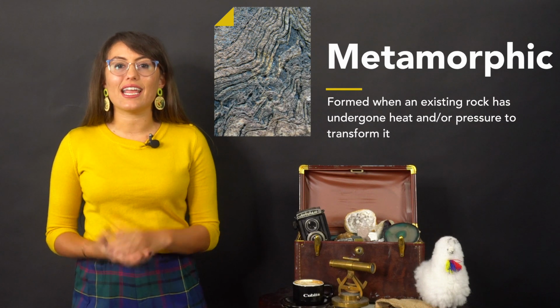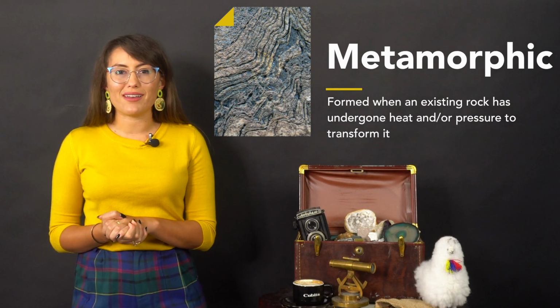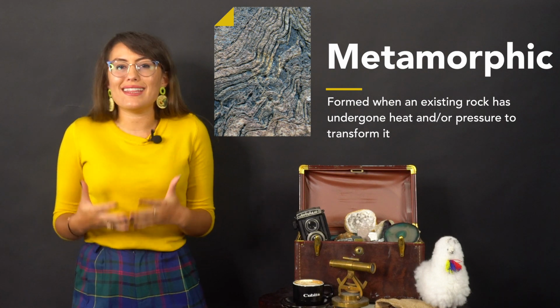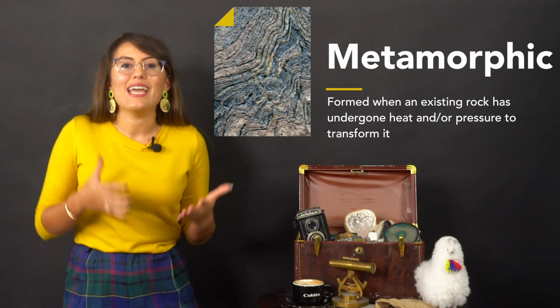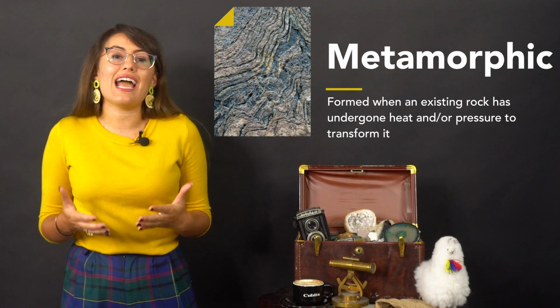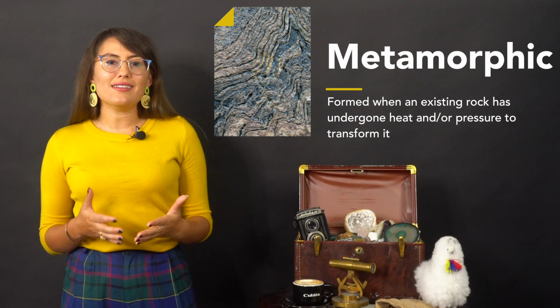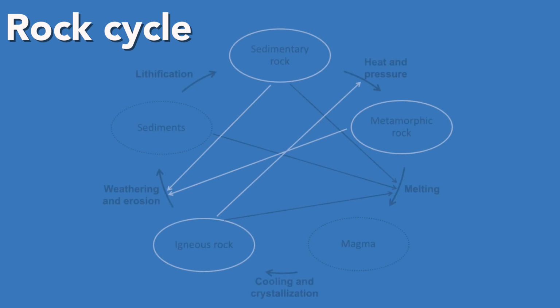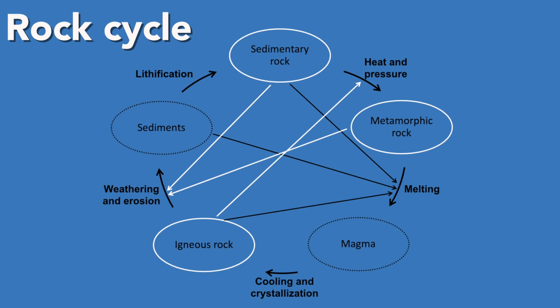Metamorphic rocks form when an existing rock has undergone heat and/or pressure to transform it. Think about a caterpillar transforming into a butterfly, but in this case, the rock is transforming into another rock. Under these conditions, the temperature is not high enough to actually melt the rock, and typically metamorphism occurs above 150 degrees Celsius. This now brings us into the next part of our conversation, the rock cycle.